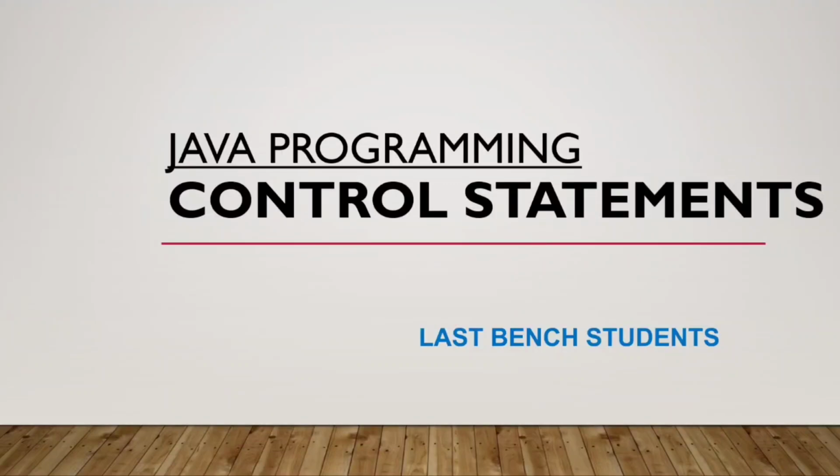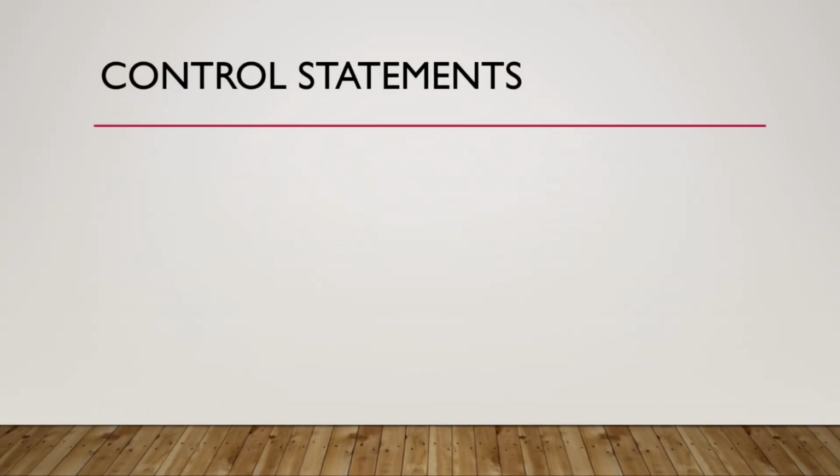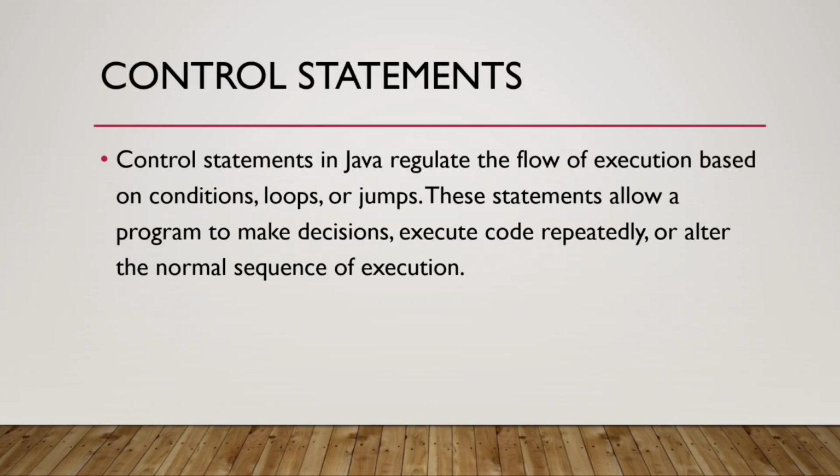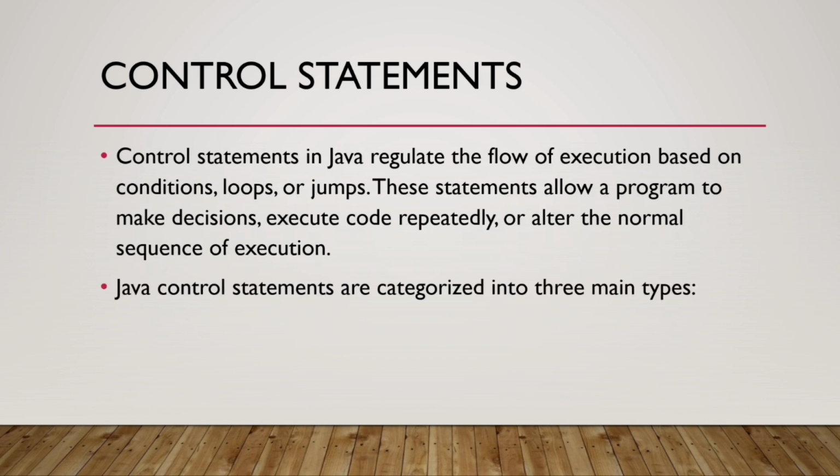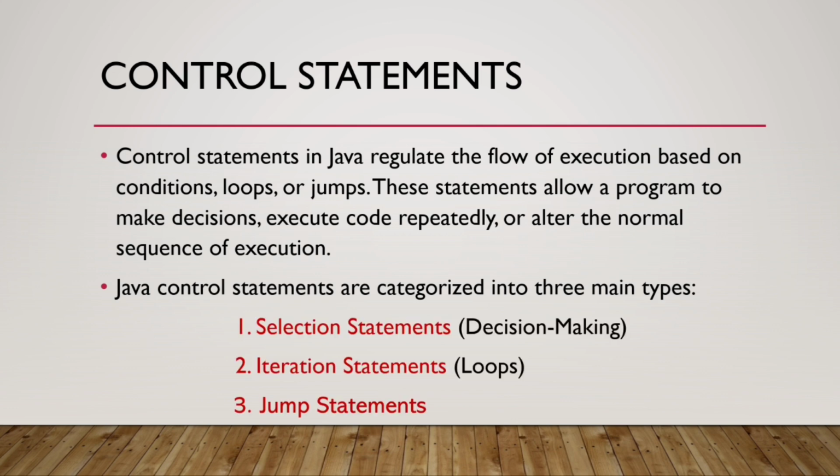Java programming control statements. Control statements in Java regulate the flow of execution based on conditions, loops, or jumps. These statements allow a program to make decisions, execute code repeatedly, or alter the normal sequence of execution.